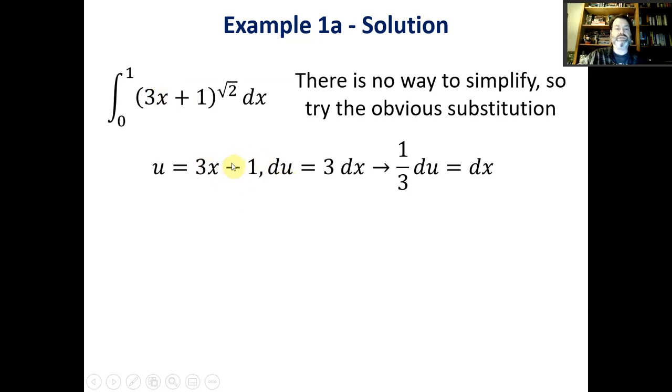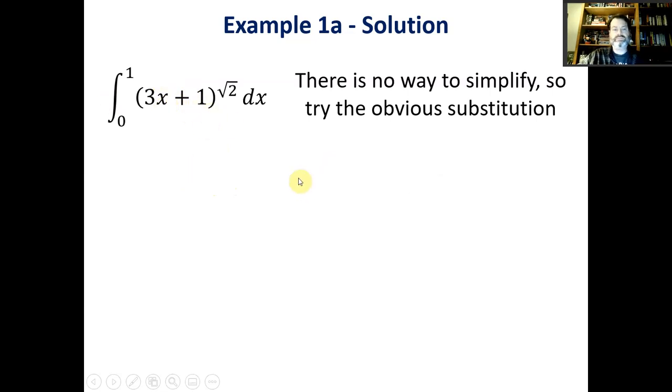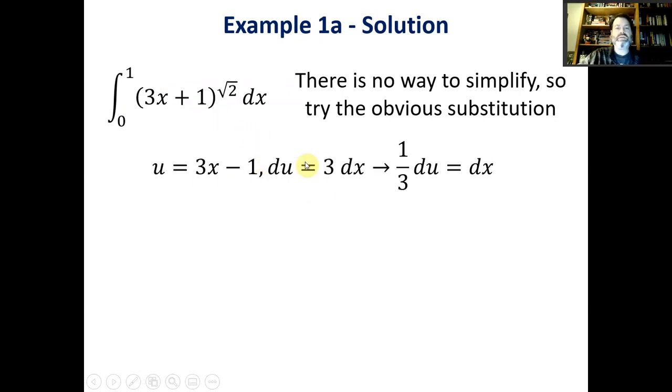Oh, that should be plus, sorry. It doesn't matter though because it goes away when you take the derivative, so that should be a plus. So u to a power. Oh, sorry, wrong button. Let's try it again. Yeah, so u is just the inside here, 3x plus 1.